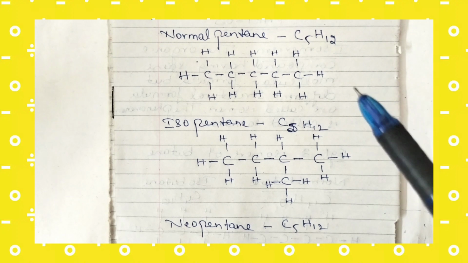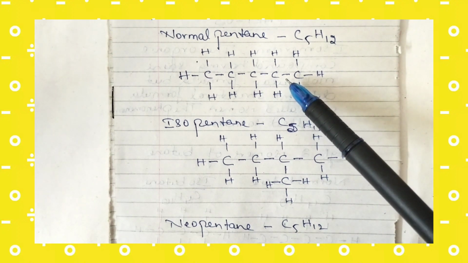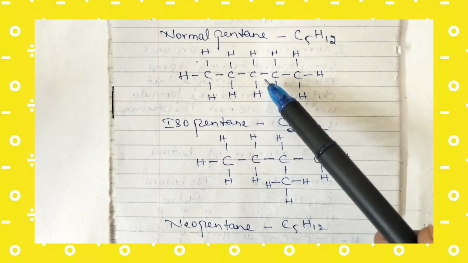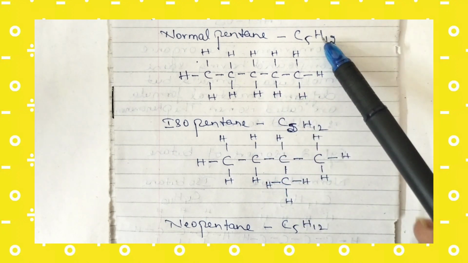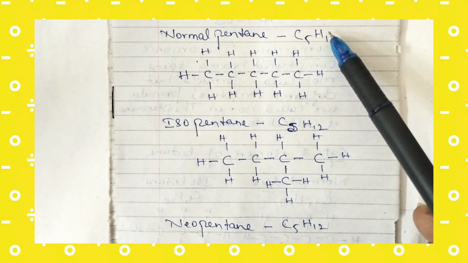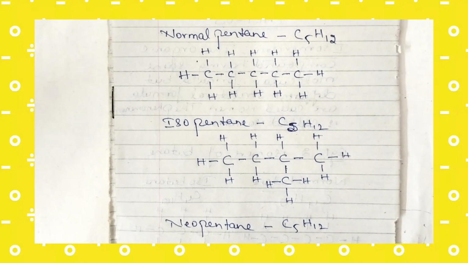If you observe, the structures are different. Here is the straight chain, here is the branched chain. Both the structures are different, but both have the same molecular formula, carbon 5, hydrogen 12.